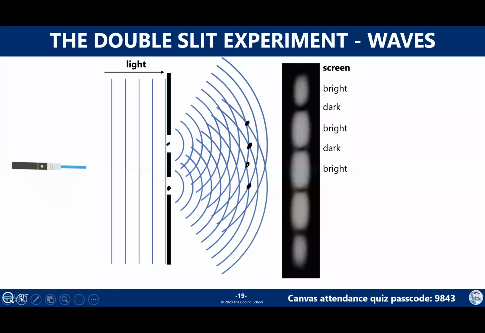So as you see there, a bright, dark pattern. This is what we call an interference pattern, and it's the characteristic behavior of a wave.